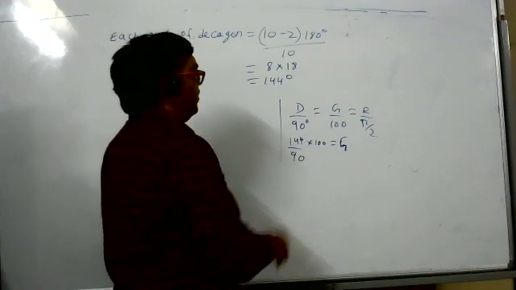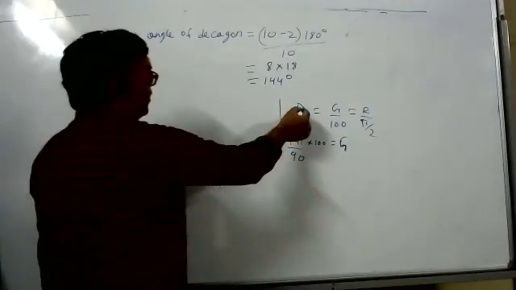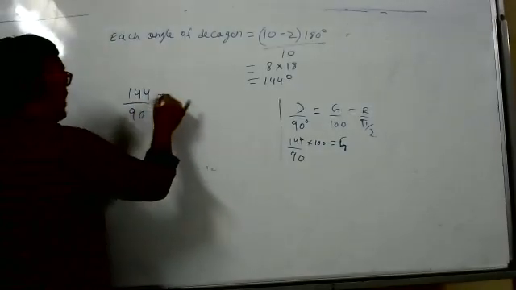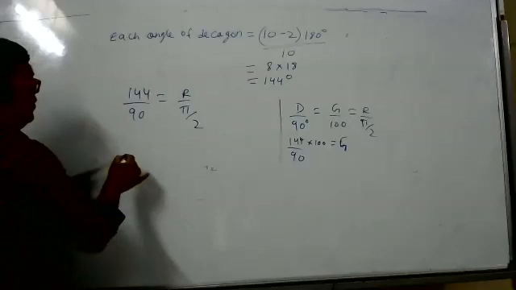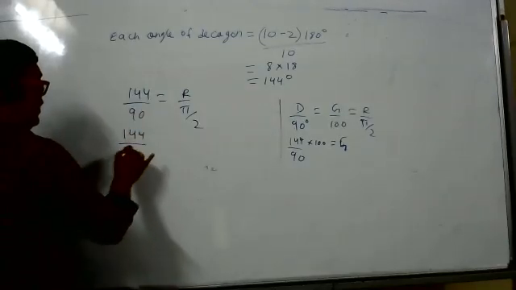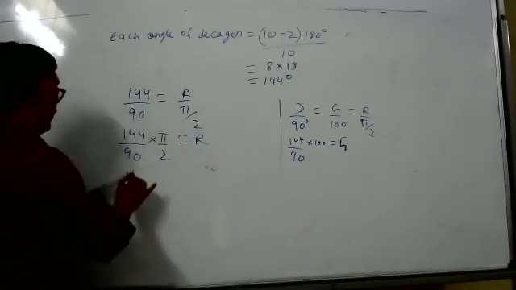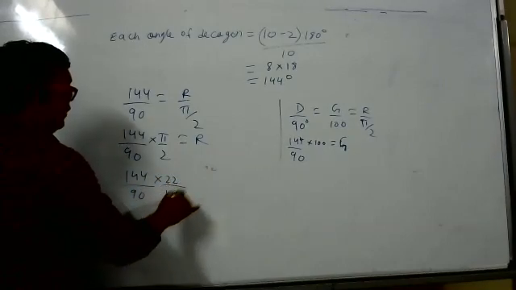Girls, which method? This method only. So in the place of degree, what should I write? 144/90, and last one you see, radian by pi by 2 over. Cross multiply. This will again cancel. 144/90, pi by 2 radian over. 144/90, 22 by 14 over.